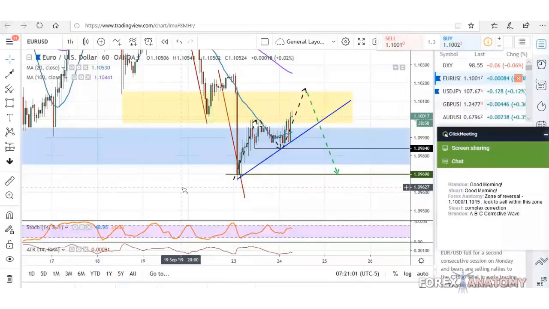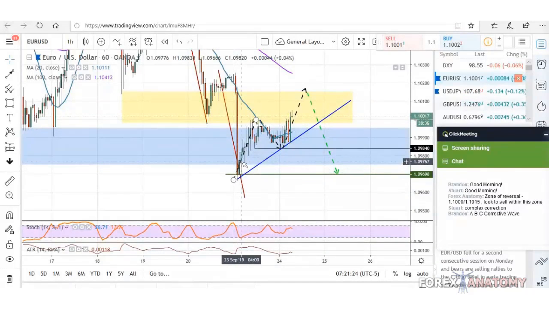So then I know Brandon, he chimed in. He says ABC corrective wave. And that's exactly what we see. What could potentially happen is an ABC pullback, or an ABC corrective leg, where we have leg A to B, and then it's really an ABCD corrective wave. This leg is leg A, then this is leg B, this pullback, and then this is leg C. But you can call it an ABC pullback.